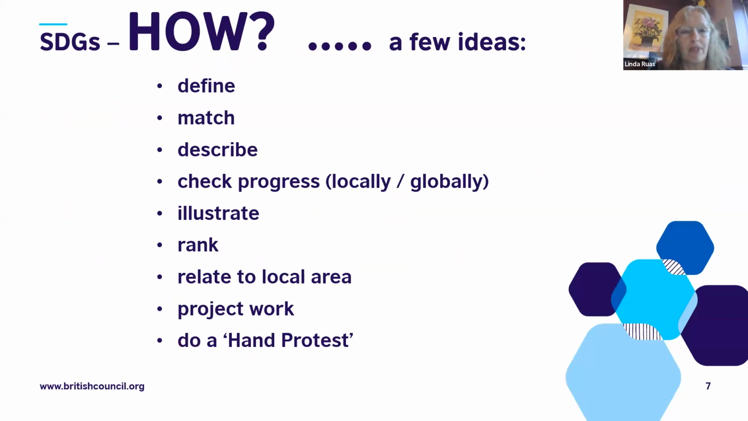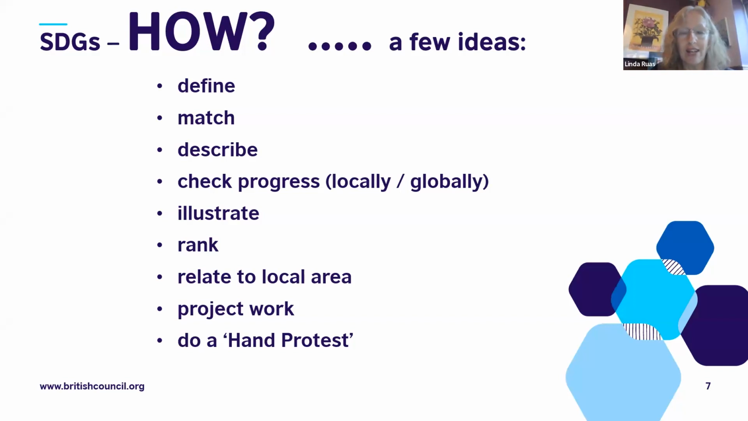You could match them, match the title with the picture, or match the description with the title or the picture. You could get students to describe them. You could get students to research on the internet and check the progress. And this is interesting because it could be the progress locally in your area, in your school, in your college, in your town, or it could be globally in the world. This is like zooming out and then zooming back in again to your local area.